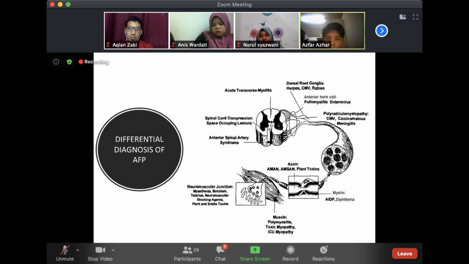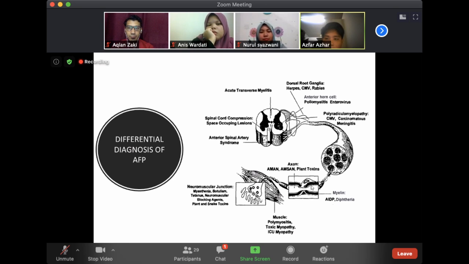Okay, so in regard to acute flaccid paralysis, there are several differential diagnoses of AFP. I refer to it as AFP. It is based on the location of the lesion itself. If it is located within the spinal cord itself, we can consider acute transverse myelitis. If the lesion is on the anterior horn cell, it may be caused by the poliomyelitis enterovirus, and if the lesion is on the peripheral side itself, we might consider Guillain-Barré syndrome.